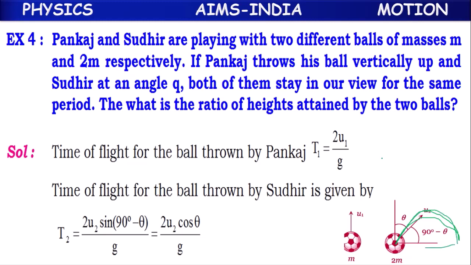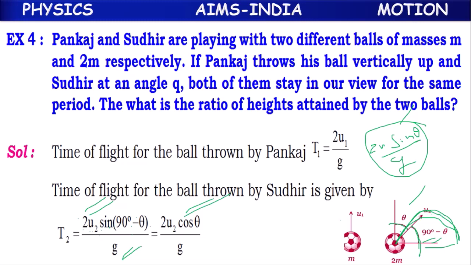For a projectile, the time of flight formula is 2u sin theta by g, but theta there is the angle made with the ground. The angle made with the vertical is theta, so the angle made with the ground is 90 minus theta. So 2 u2, because here the velocity is u1, here the velocity is u2. So 2 u2 sin of 90 minus theta by g. Sin 90 minus theta is cos theta, so T2 equals 2 u2 cos theta by g. So this you have to remember, children: sin 90 minus theta equals cos theta.